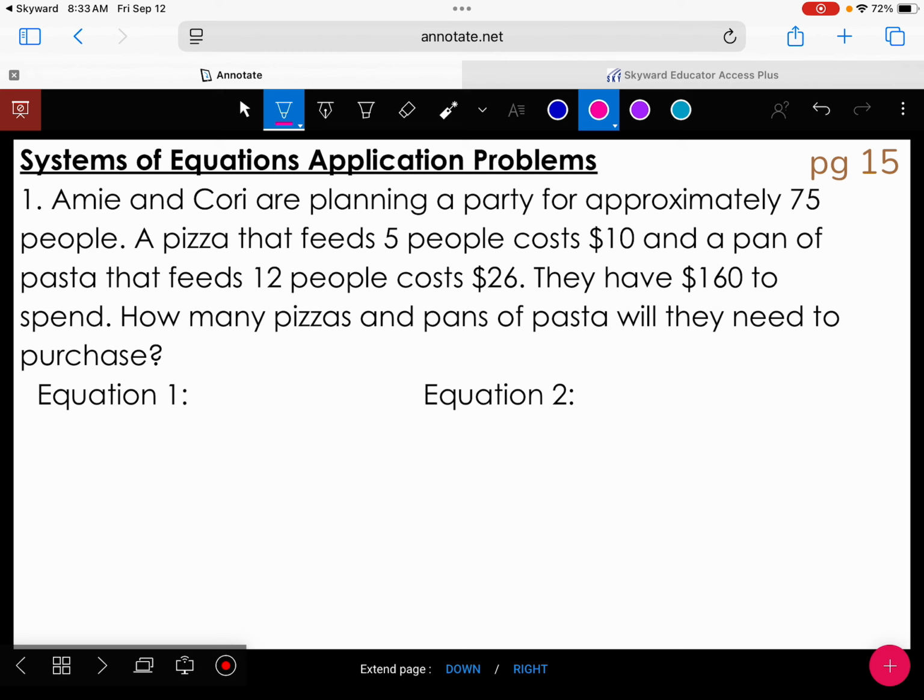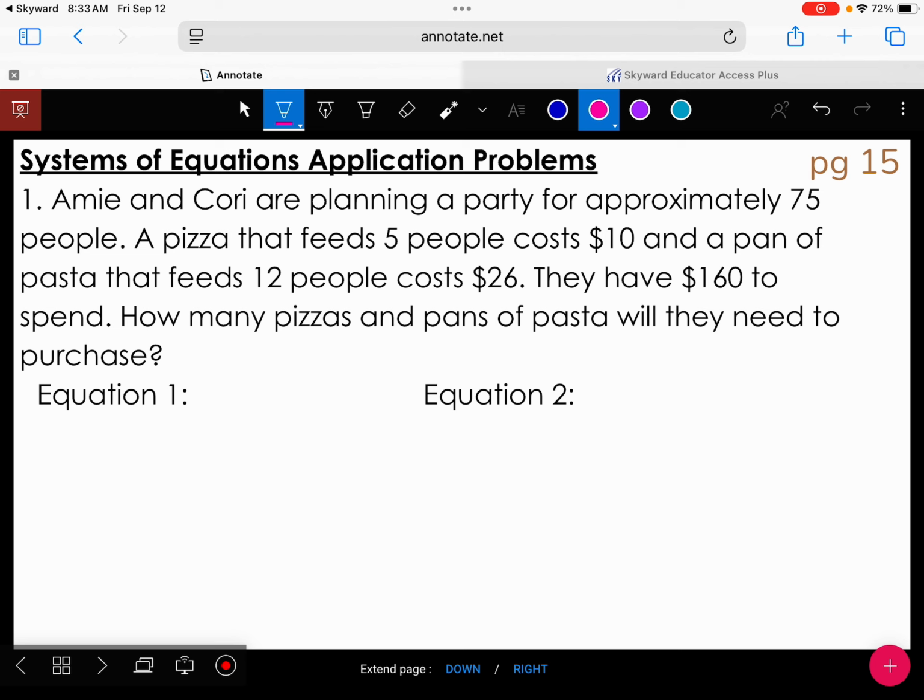Here on this one, we have Amy and Corey that are planning a party, but they're working together. They have 75 people coming to the party. They are going to order some pizza, and the pizzas that they're ordering can serve 5 people and cost $10. Or they could get pasta that feeds 12 people, but it costs $26. They want to use their whole budget of $160, but they need to figure out how much of what to feed everybody.